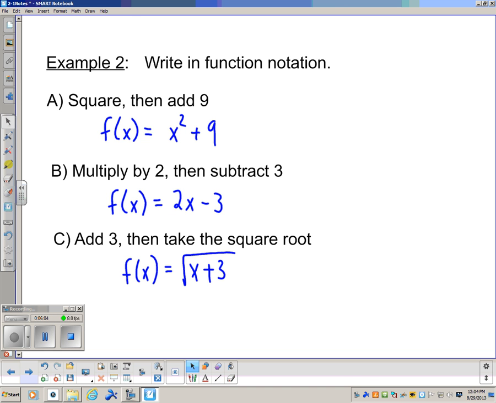So far we've figured out what a function was. We've written it in function notation. And we're going to get started with probably just one example of completing a table here. Actually, we'll see if we can get through two. But let's see if we can get through one here first.